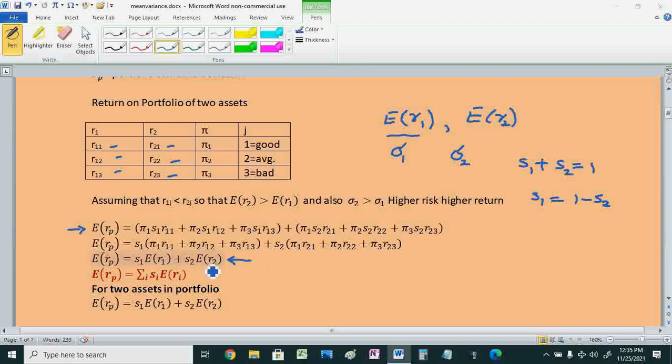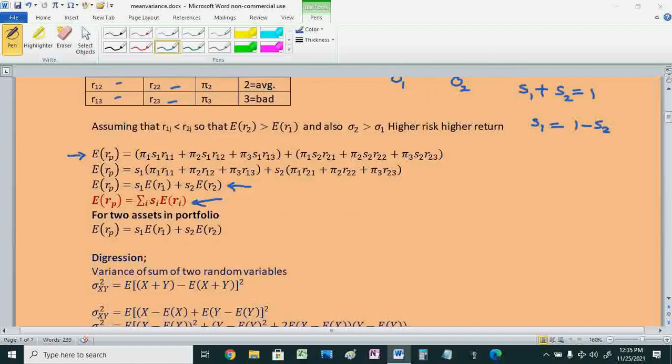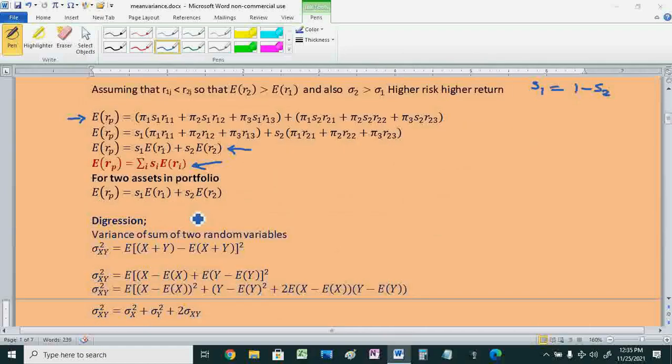If there had been more than 2 assets, then this would have been the formula for the return on portfolio, summation of Si E of Ri. This is like S1 E(R1) plus S2 times E(R2) plus S3 times E(R3) and so on up till Sn times E(Rn), where n is the total number of assets. In the case of two assets, see that I have rewritten this formula here.